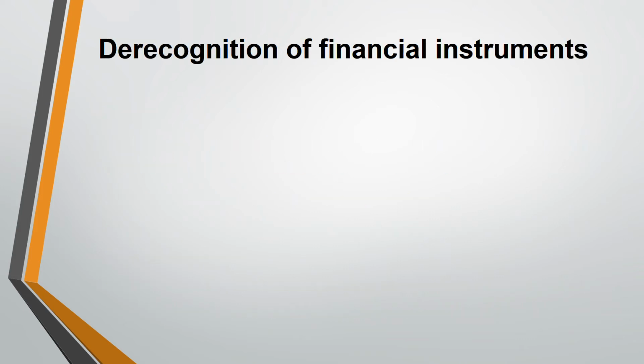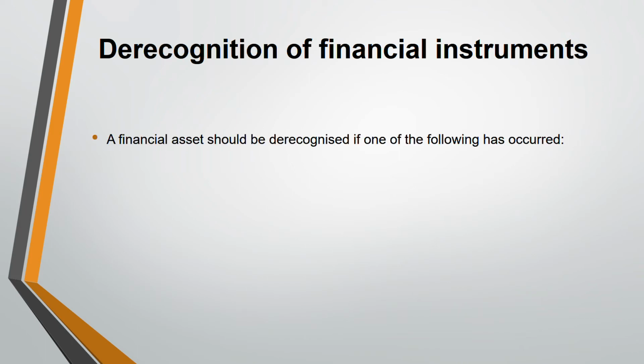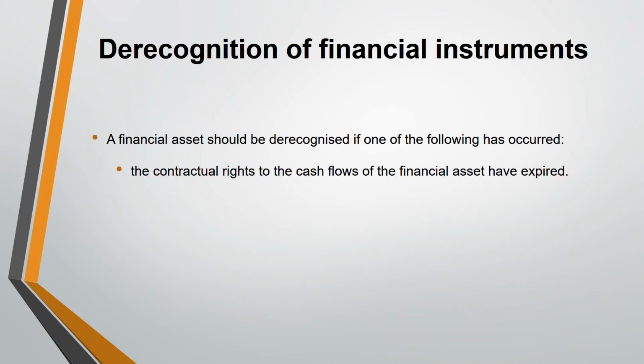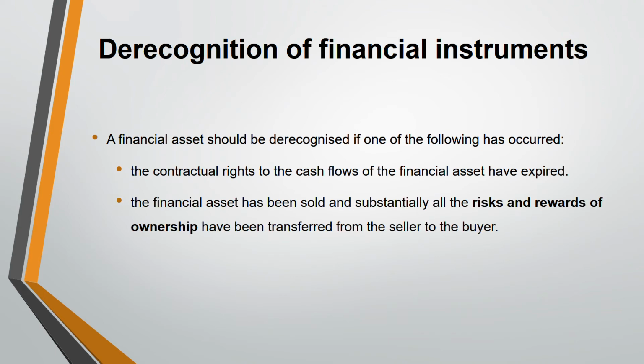Now we are moving towards derecognition of financial instruments. When do you derecognize? How do you account for that derecognition? So we derecognize a financial instrument if one of the following has occurred. This is about financial assets. Number one, you have lost the contractual right to receive the cash flow. It has expired. Number two, you have sold off the asset. Once you sold it off, any risk and reward of that ownership has been transferred to the buyer. In that case also you derecognize the financial asset.